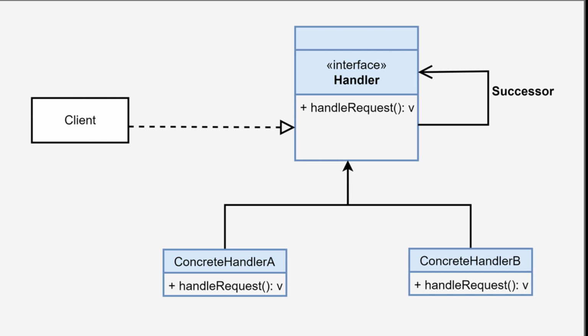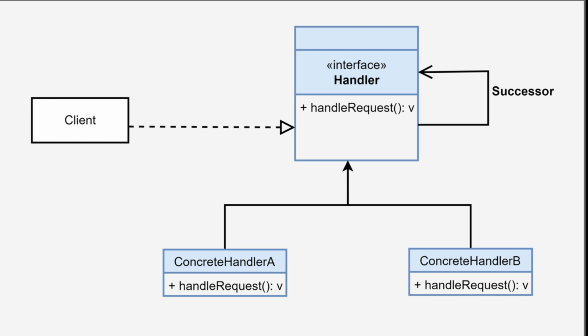Now, let's take a look at the UML diagram for the chain of responsibility. We have a chain of handler objects, each with a handle request method. The request is passed through the chain until a handler can successfully process it. This structure promotes flexibility and extensibility in our code.